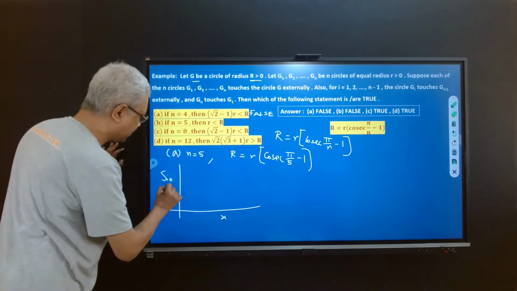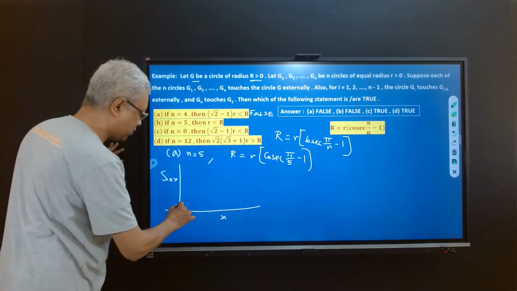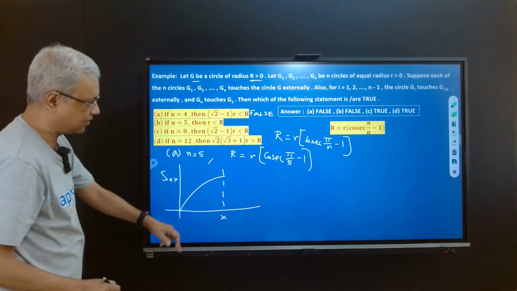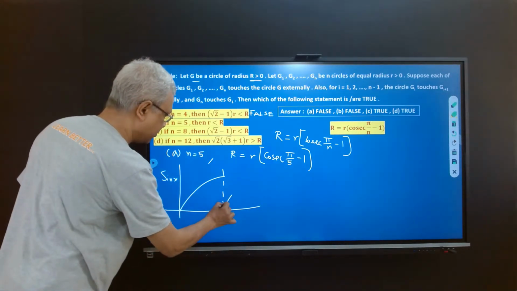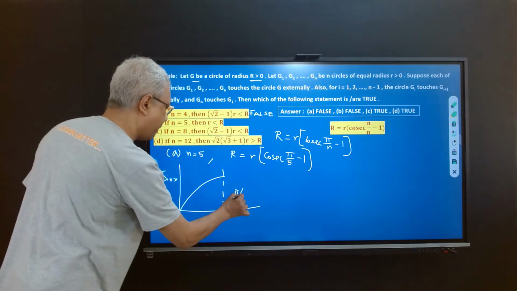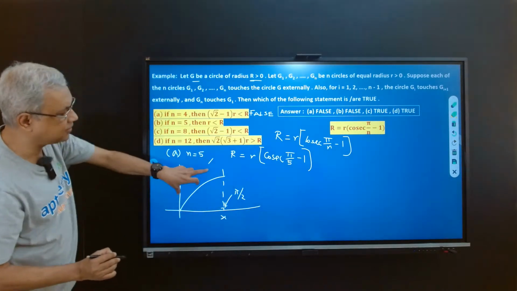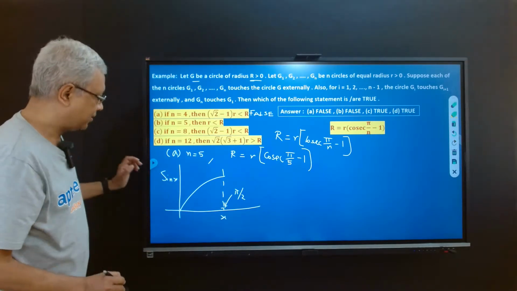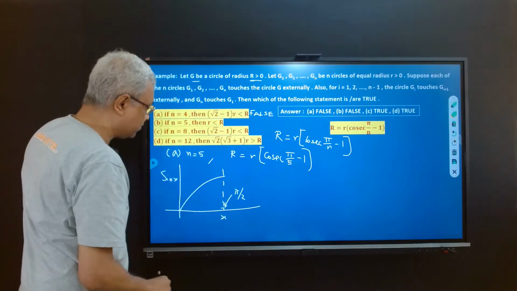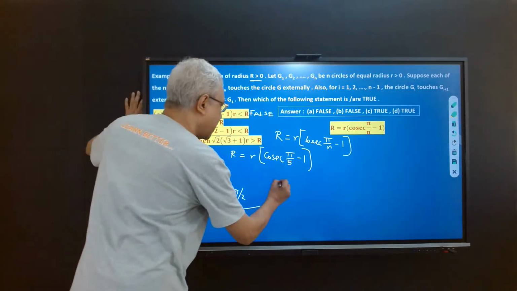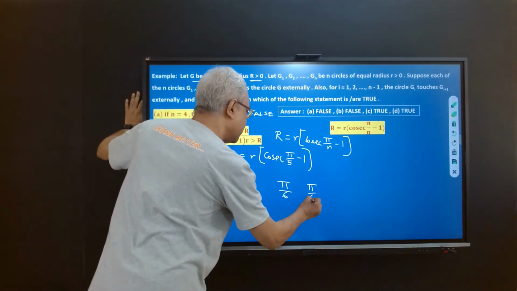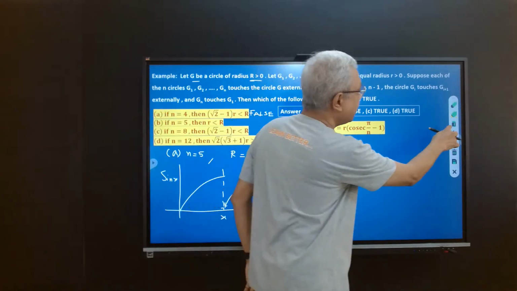So sine x versus x looks like this. The graph looks like this. This angle is actually pi by 2. So lower the angle, lower is the value of sine x. This concept I will utilize. Lower the angle, lower is the value of sine x. So just consider two angles, pi by 6 and pi by 5.